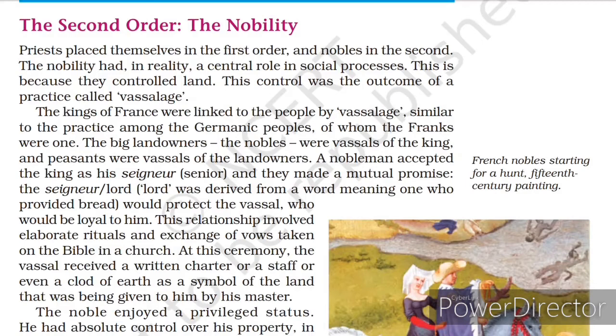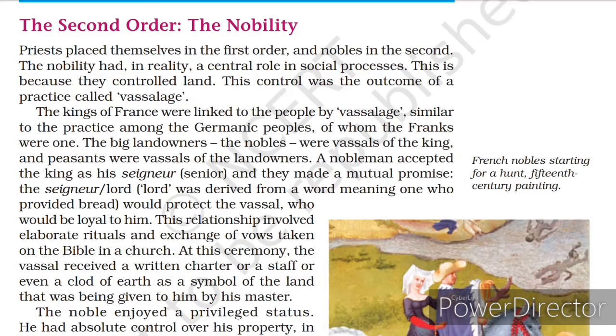Many elaborate rituals and exchange of vows taken on the Bible in church were part of the relationship. At this ceremony, the master gave the vassal a written charter or a staff or even a clod of earth as a symbol of the land.